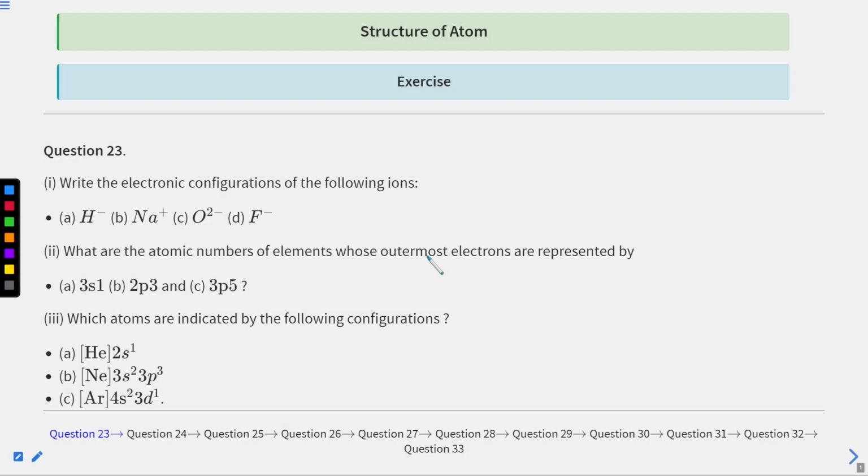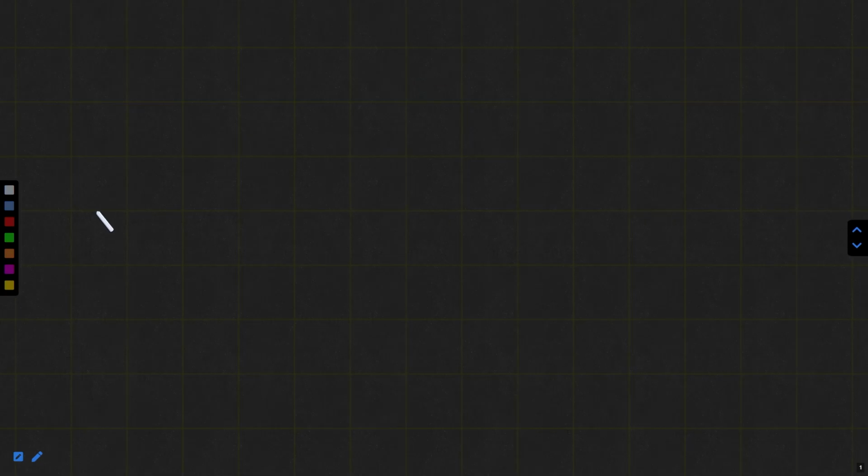So let us continue with the exercise of NCERT. The first question says that you have to write the electronic configuration of the following ions. So how will we write it? First of all, the question is for hydrogen. You know that hydrogen has atomic number 1, so it will have 1 electron. Since the 1s orbital has the least energy, that electron will go to that orbital. So we will have 1s1.